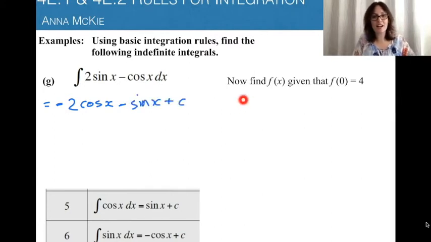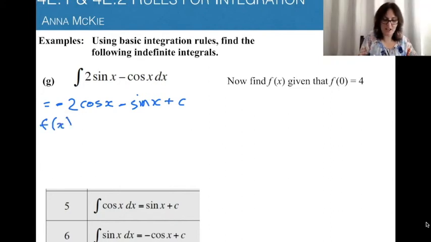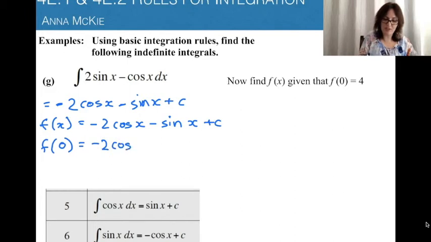And the second part asks us to find f of x given this fact that f of 0 is equal to 4. So I like to write out the function. You could just tack on f of x onto the end of what we just wrote, but I find it easier to write this all out because then when you substitute in that x value, it's very clear where it's going to sit. For example, right here, f of 0 is equal to negative 2 cos of 0. So where we see an x, we're substituting in a 0. Sine of 0 plus c is equal to 4.